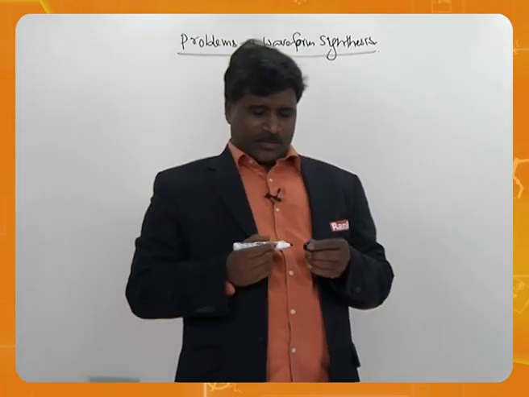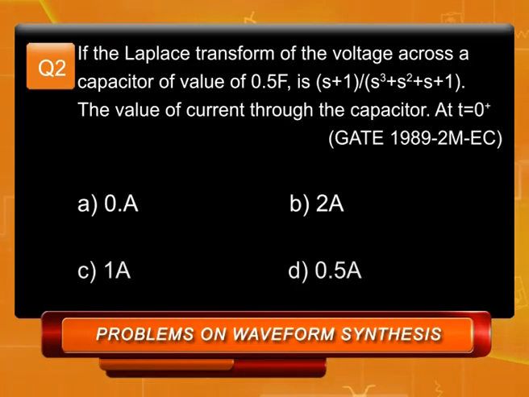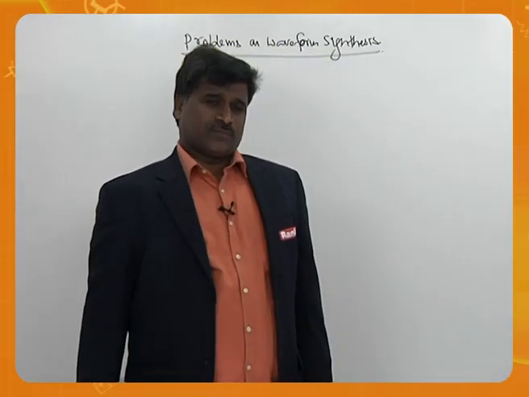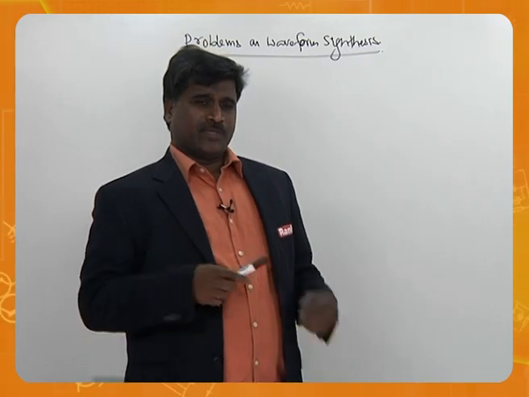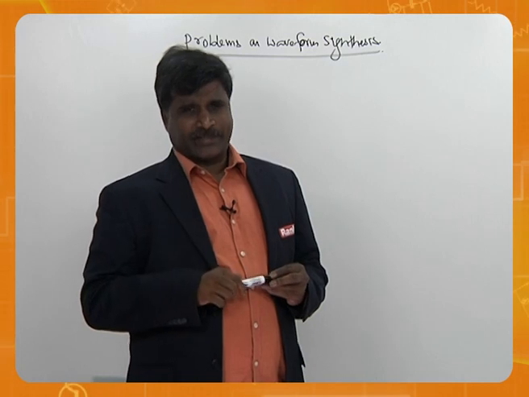Let's go to the second problem. If the Laplace transform of the voltage across a capacitor of value 0.5 farads is S plus 1 by S cube plus S square plus S plus 1, find the value of the current through the capacitor at t equal to 0 plus. GATE 89, 2 marks. The Laplace transform of voltage is given across the capacitor. We want to know the current.